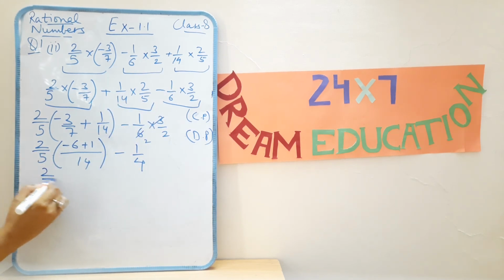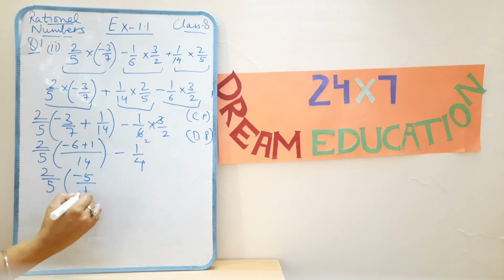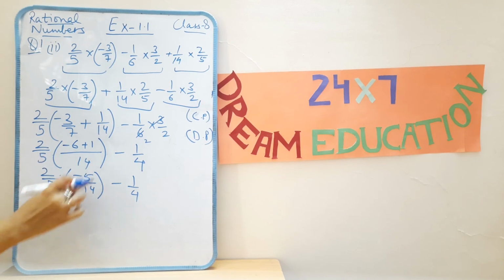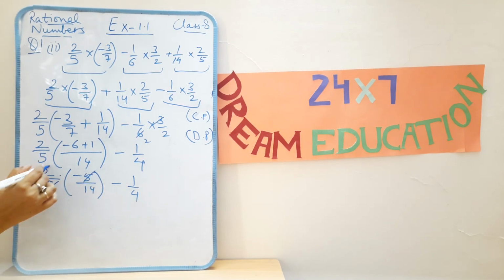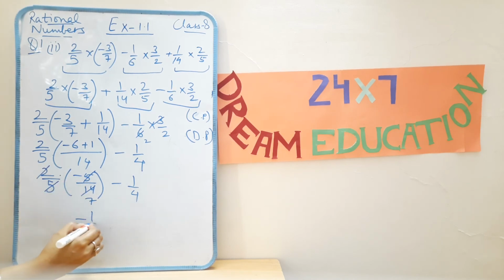Now here again 2 by 5 and minus 6 plus 1 is minus 5 by 14, minus 1 by 4. There is a bracket, which means multiplication. So 5 and 5 will get cancelled, 2 and 14 will get cancelled, minus 1 by 7 and minus 1 by 4.